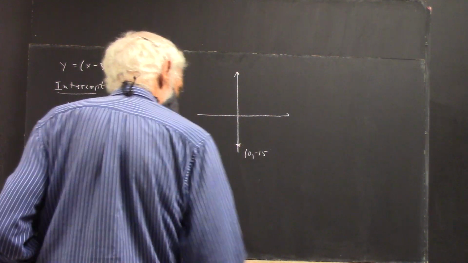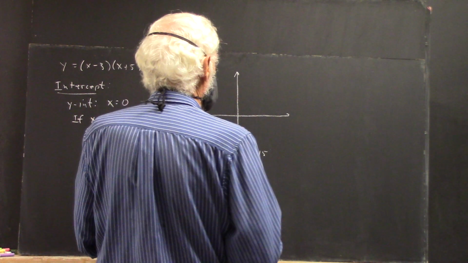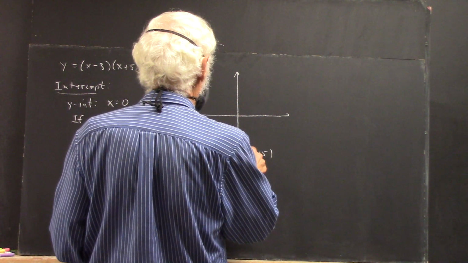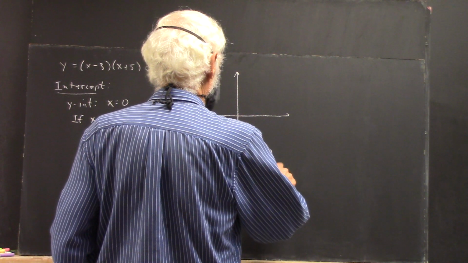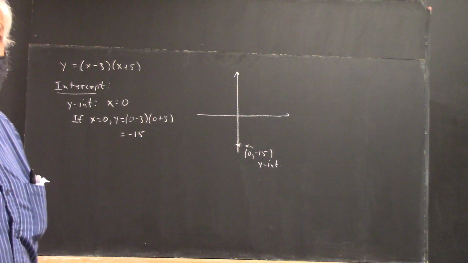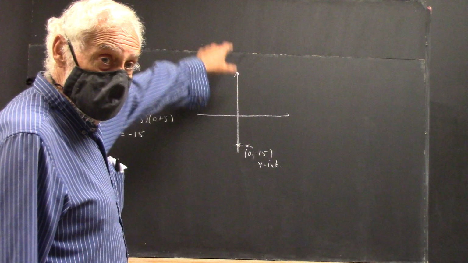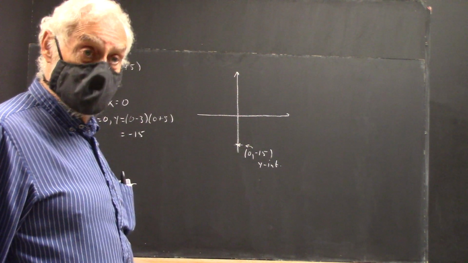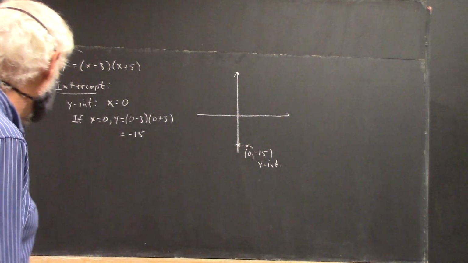That's not where I want to label it. Never mind, that's all right. 0, negative 15. That's the y-intercept. So it's usually very easy to find the y-intercept of a function. You just let x equal 0 because, of course, that's what you have if you're on the y-axis. The x-coordinate at any point on the y-axis is 0.